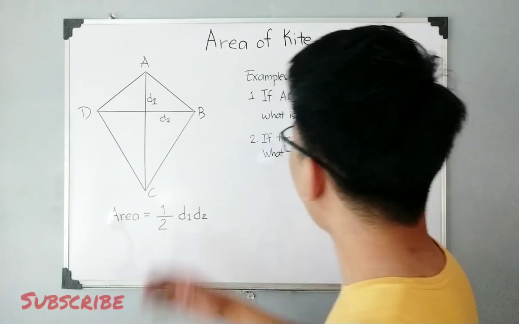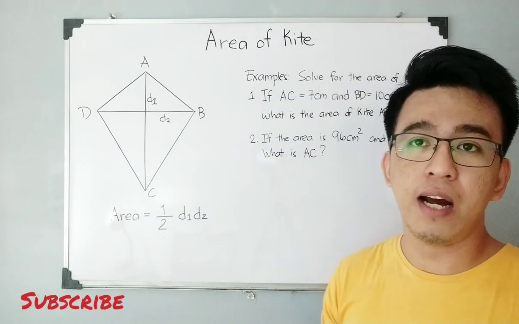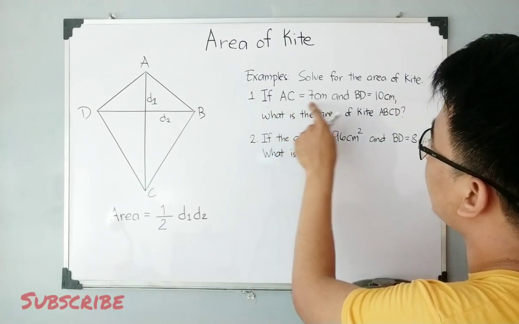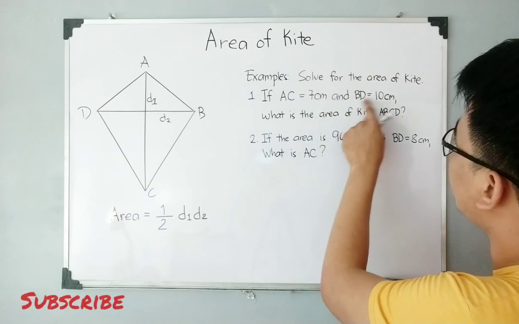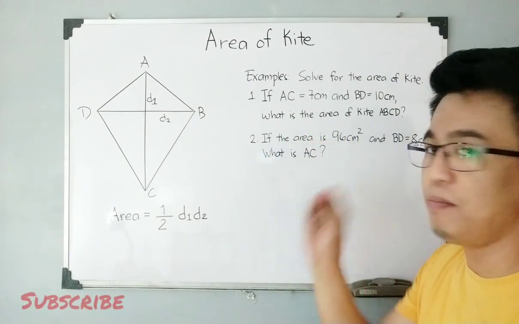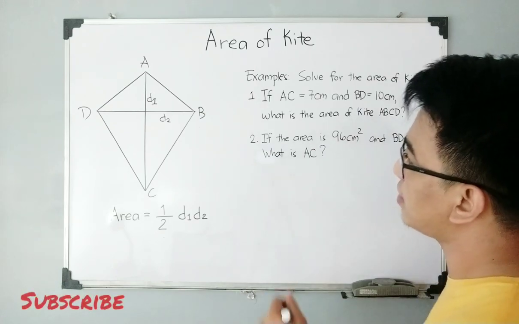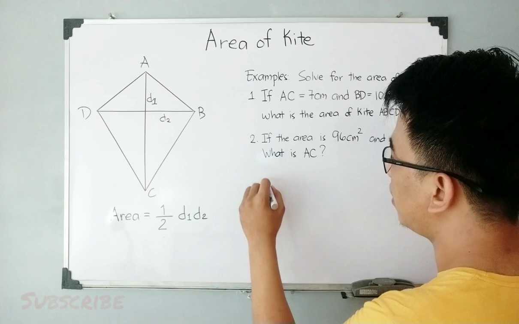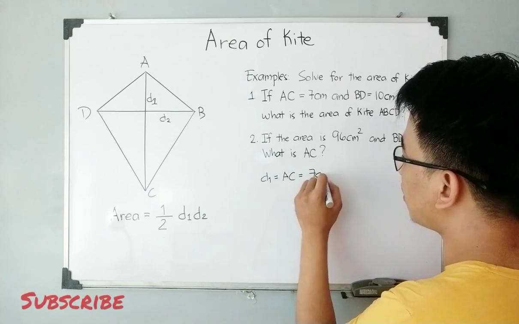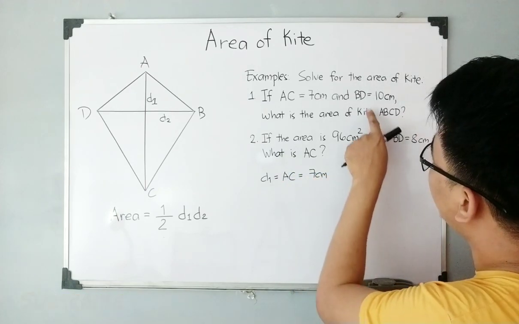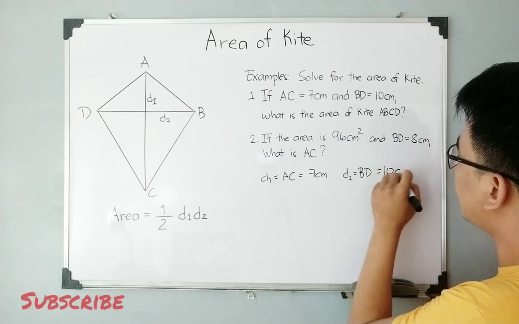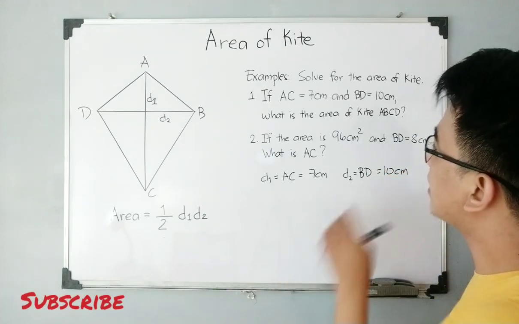So let's try to have some examples for you to understand well how to calculate for the area of a kite. Given here number 1, if AC is equal to 7 centimeters and BD is equal to 10 centimeters, what is the area of the kite ABCD? So, yung AC natin, that is your D sub 1. D sub 1 is equal to AC, that is equal to 7 centimeters. And your BD is your D sub 2. So, BD is equal to 10 centimeters. And we are asked, what is the area of the kite?